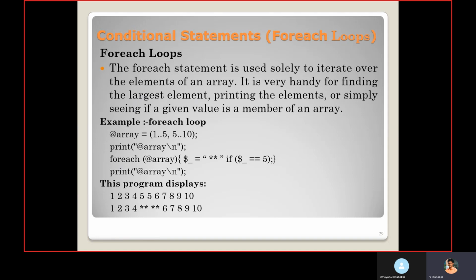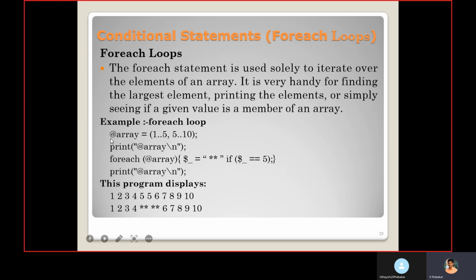For each loop: the foreach statement is used solely to iterate over the elements of an array. So we use foreach especially for arrays. It is very handy for finding the largest element, printing the elements, or simply seeing if a given value is a member of the array. For this purpose, we can use this foreach loop. An example here.